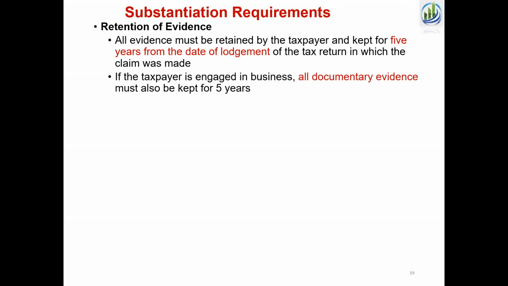Right? Who is liable to keep all the substantiation or all this evidence? The liability falls on the taxpayer. When we do the individual tax return or business tax return, we send a declaration to the client to accept that he will keep all the receipts and all the required documents for 5 years. So therefore, most of the time, this obligation to keep the evidence falls with the client.